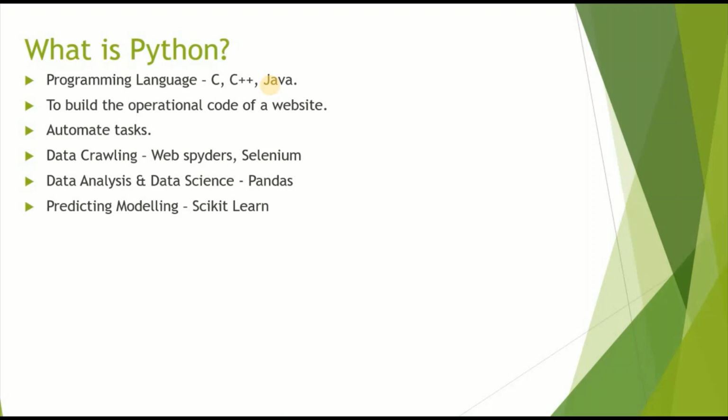Python is actually used to build the operational code of a website. So think of any website that we have. What we see on the website is actually the front end design of the website. Once we fill in the form, click on the button, and submit the form, all of the functional code is actually processed using a back-end programming language. This can happen to be JavaScript or Python or many other programming languages.